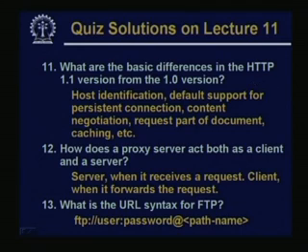What are the basic differences in the HTTP 1.1 version from 1.0? Well, the differences are host identification, default support for persistent or keep-alive connection, content negotiation, request a part of the document, caching. These are the additional features which version 1.1 supports.